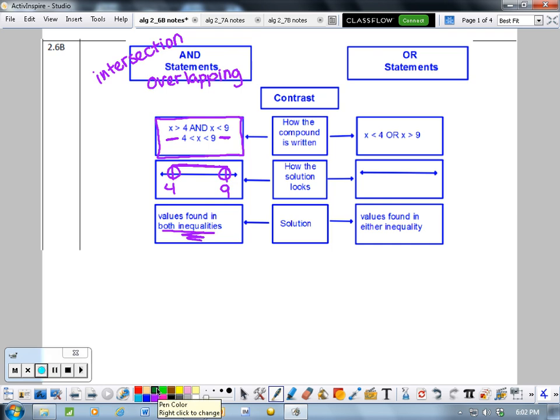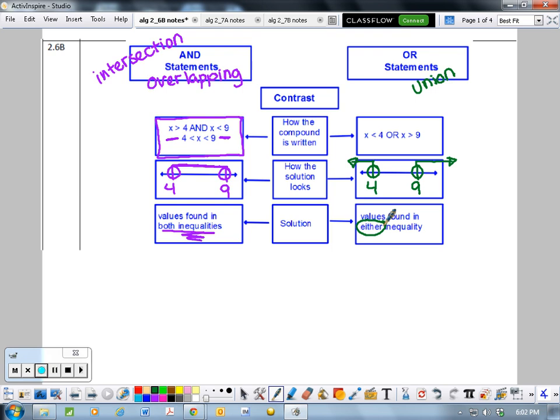Now, we also have our OR statements. This is known as our union. Since there usually isn't overlapping, we're just putting them together in the same graph. So x is less than 4, which means on my 4 I'd have an open dot and arrow going towards lower numbers, or x is greater than 9. So I have the 9 with an open dot, arrow going towards bigger numbers. Since they're going opposite directions, there is no overlapping, so we smush the two graphs together. It's values which can be found in either inequality, one side or the other, since there is no both, because there's no overlapping.